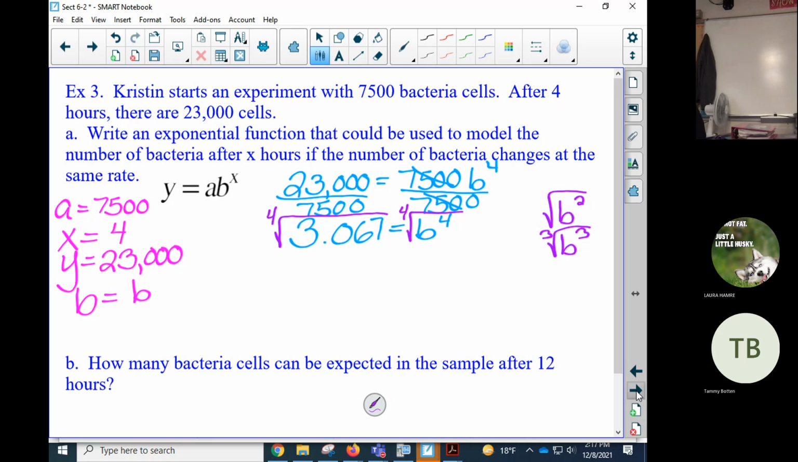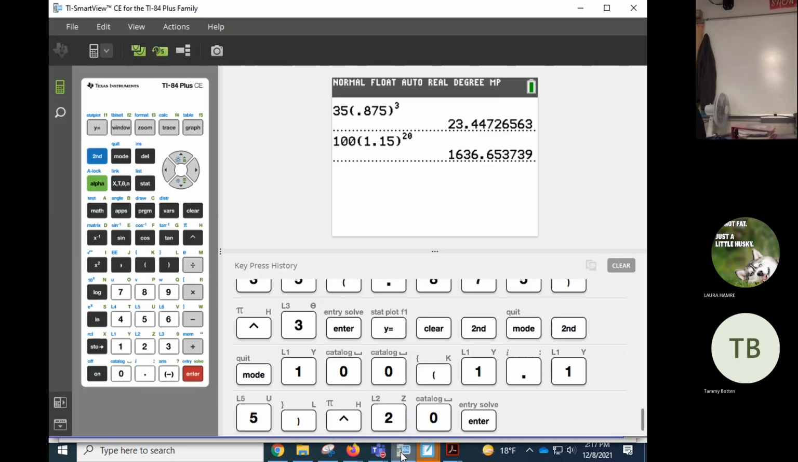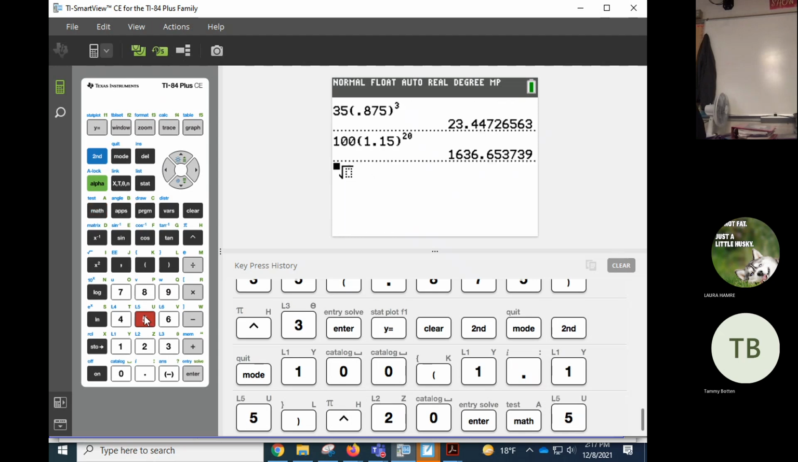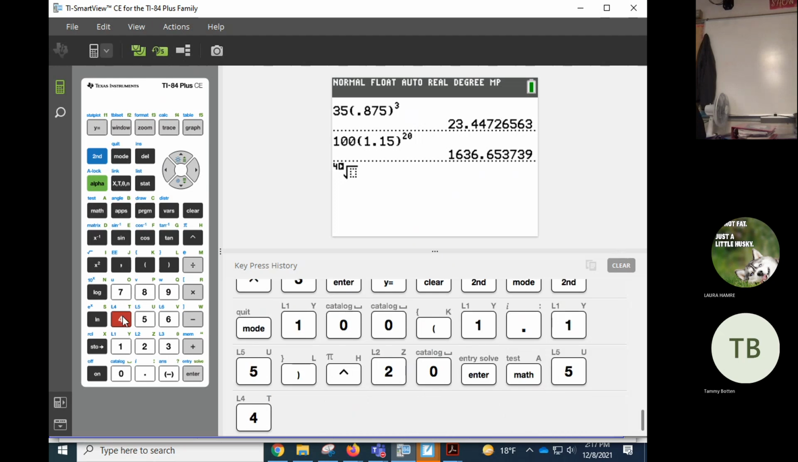Now, how we do that on our calculators. Do you guys need to grab one? Or are you good? They're in this drawer if anyone wants to grab one. But where we are going to find that is under math. We are going to come down to number 5. Okay. And this one, we're doing the 4th root. So where it's flashing there is 4. And down inside there is 3.067.